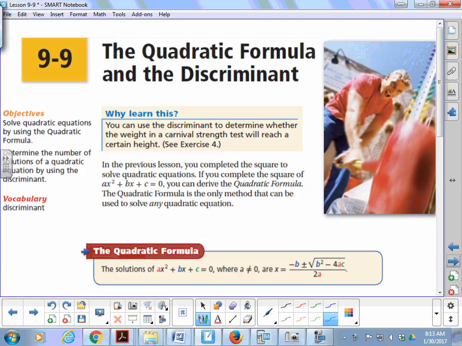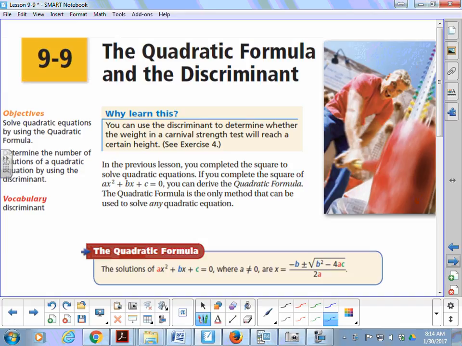Going to do what's called the quadratic formula. On that warm-up handout that you did, the back side of that, or actually this first page, has this information. In the previous lessons we completed the square to solve quadratic equations. If you complete the square of ax squared plus bx plus c equals 0, you can actually derive what's called the quadratic formula. So the quadratic formula is the only method that can be used to solve any quadratic equation.